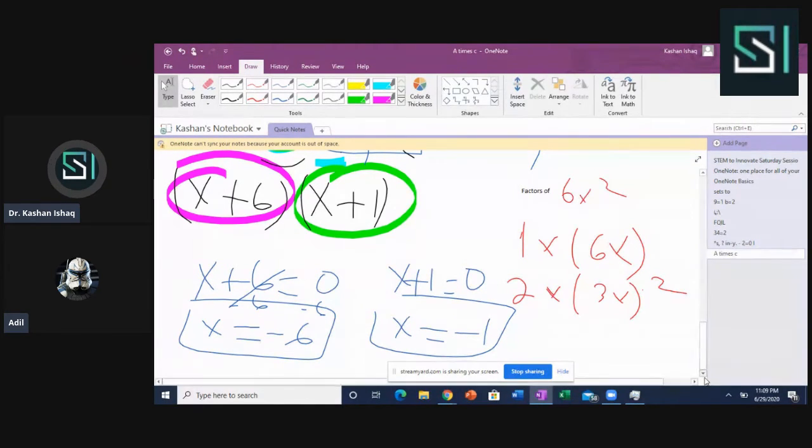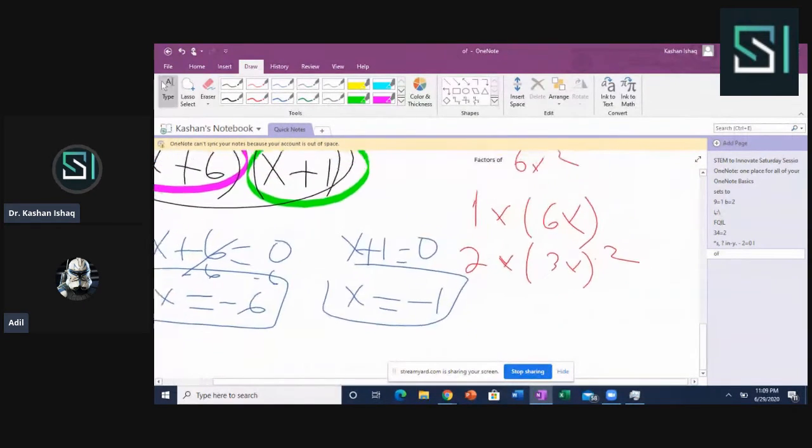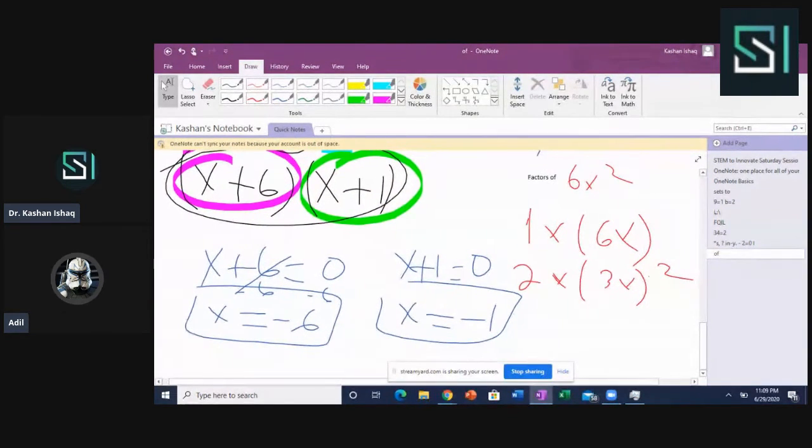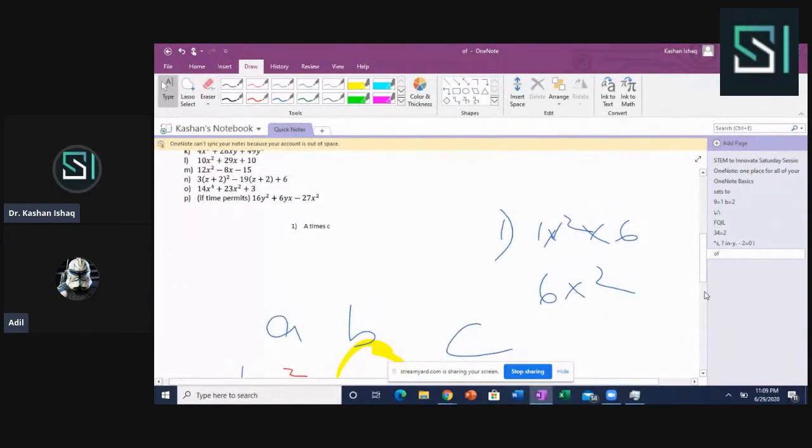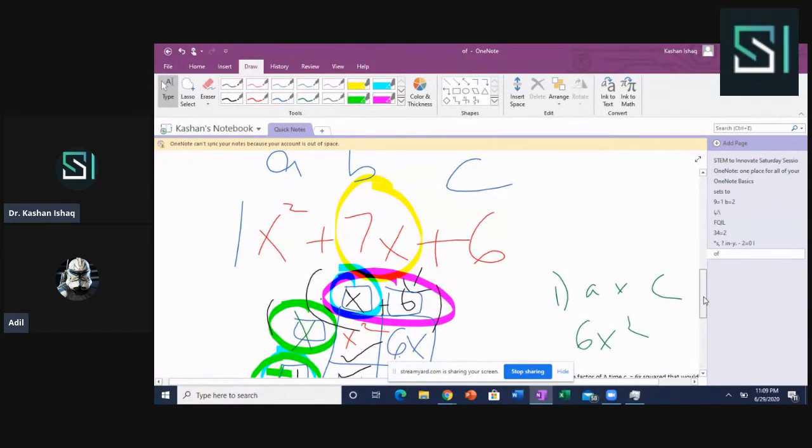Why don't we use the FOIL method to check that we get the original question back? The FOIL method, as you already know, is to multiply the first, outside, inside, and last, right? And you already know how to do that, right? There's no need for me. So that would give me x squared, and then x plus 7x plus 6, right?